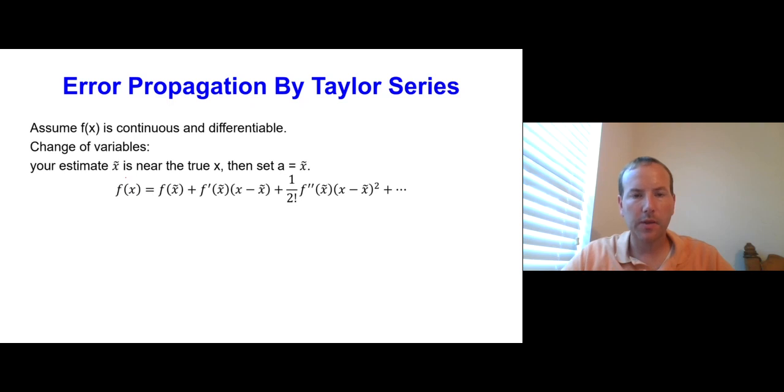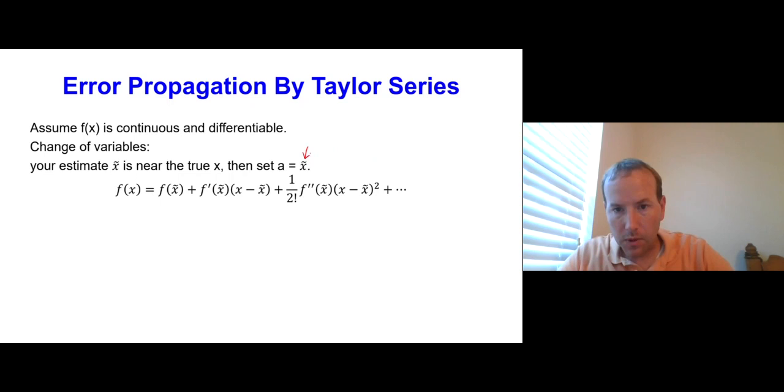Okay, so using those terms, we're now going to look at how we can use Taylor series to look at how error will propagate from a measurement to a prediction. So first off, we're going to use a change of variables where this is our measured variable, x tilde, and then f is the prediction. f of x tilde would be the prediction made using that measured variable.